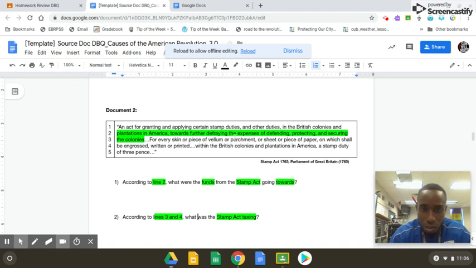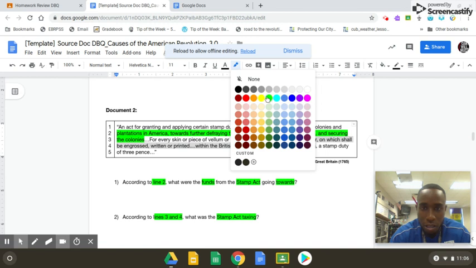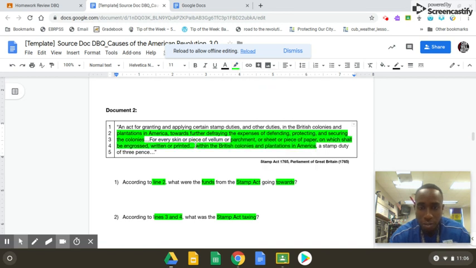So, for every parchment, sheet of paper printed in the colonies. So anything paper-wise, it seems to me, was being taxed. All right, so I drew a connection. Stamp Act taxing. For every sheet of a piece of paper which shall be engrossed or written or printed within the British colonies in plantations in America. What was it taxing? Printed documents, anything that was written on, any type of paper, right? So keep that in mind as we go through the rest of the source.